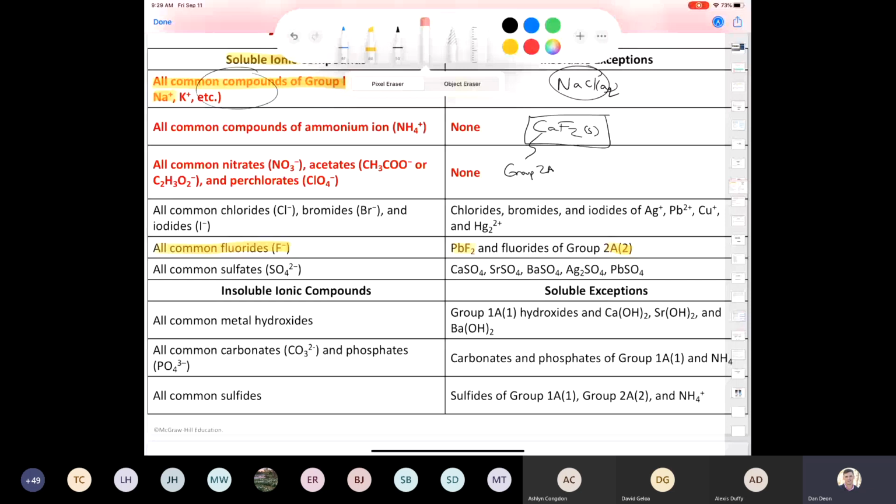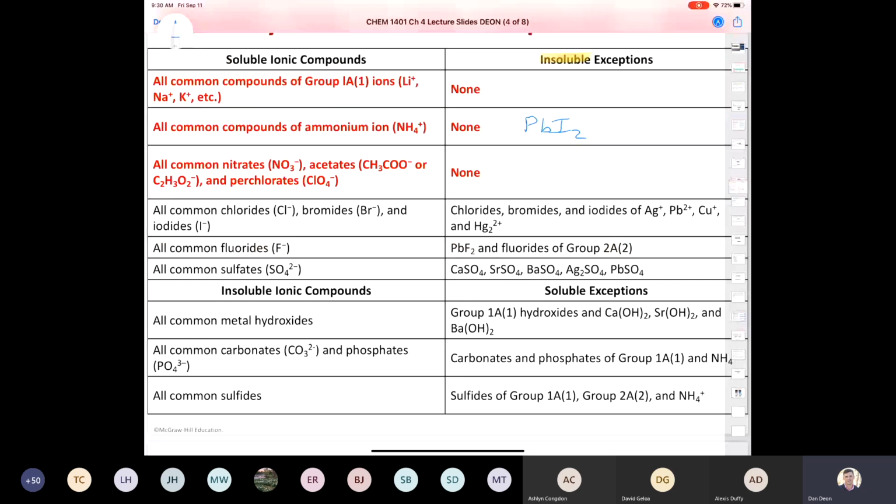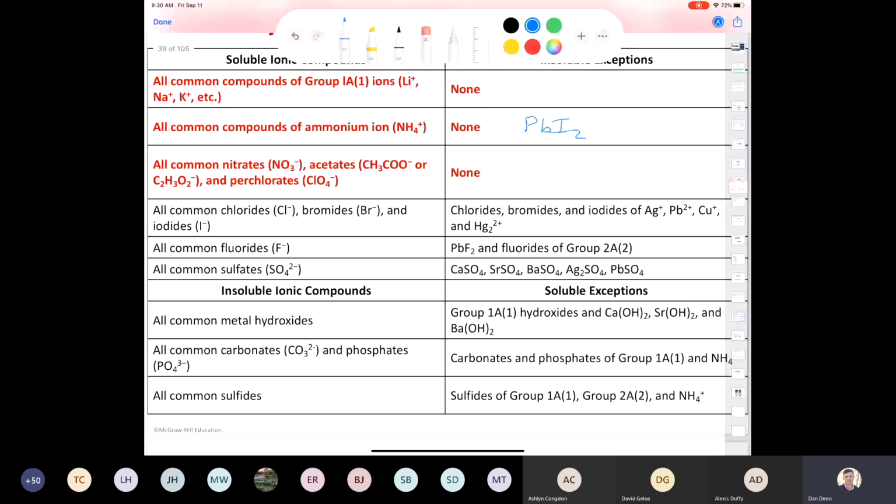Well, let's say, for example, we had this compound. I'll just show you one more time. If you had this compound, this is called lead 2 iodide. How do we know that that would give us a solid? Well, if we look at the table and we start on the left-hand side and we look at soluble ionic compounds, it says here that all common chlorides, bromides, and what? Iodides are going to be soluble.